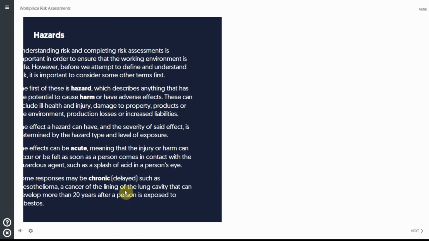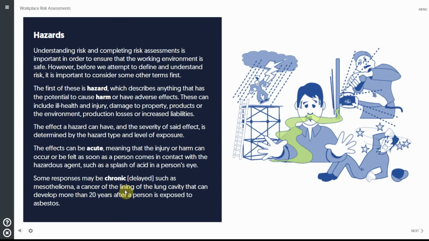Hazards. Understanding risk and completing risk assessments is important in order to ensure that the working environment is safe. However, before we attempt to define and understand risk, it is important to consider some other terms first. The first of these is hazard, which describes anything that has the potential to cause harm or have adverse effects. These can include ill health and injury, damage to property, products or the environment, production losses, or increased liabilities.